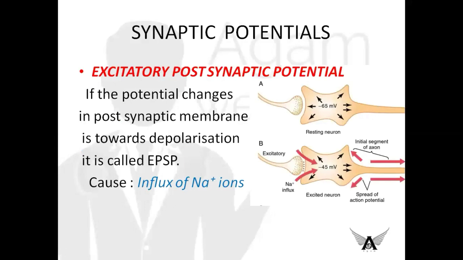First, what is excitatory postsynaptic potential? There are some neurotransmitters called excitatory neurotransmitters. These open cation channels, so there is sodium influx and there is depolarization, and the resting membrane potential goes towards depolarization, that is, less negative. For example, in this neuron, it goes from minus 65 to minus 45, that is, it is moving towards a less negative value. Such a potential change is called excitatory postsynaptic potential. If it is towards depolarization, it is called EPSP and the cause is influx of sodium ions.